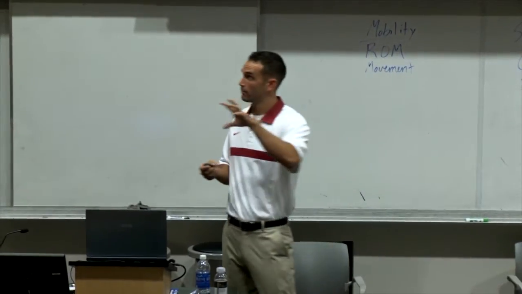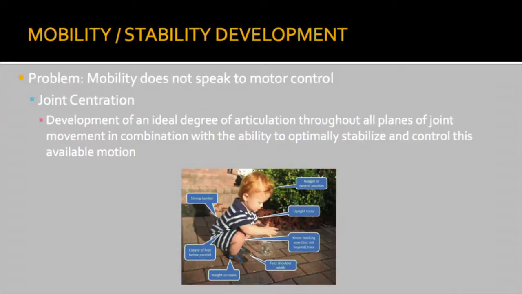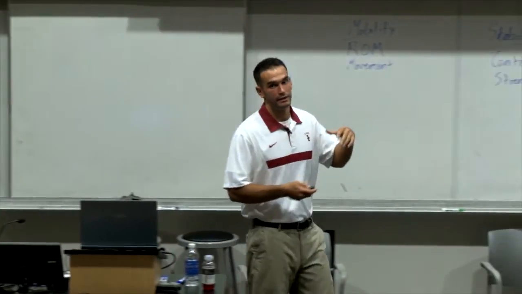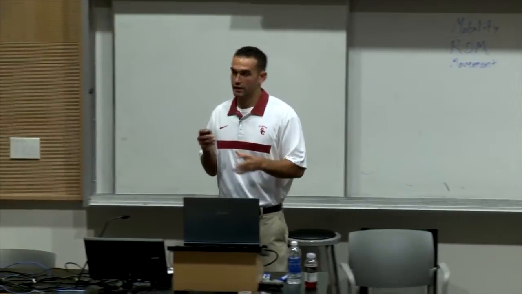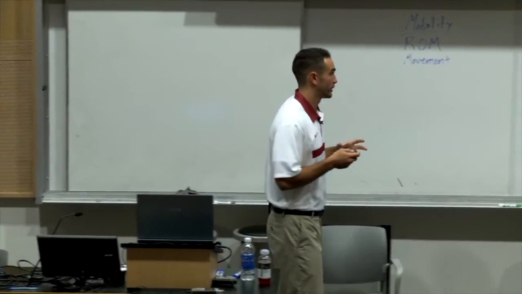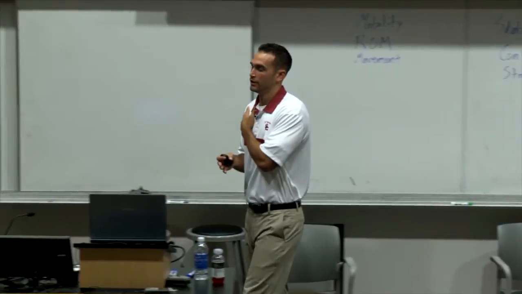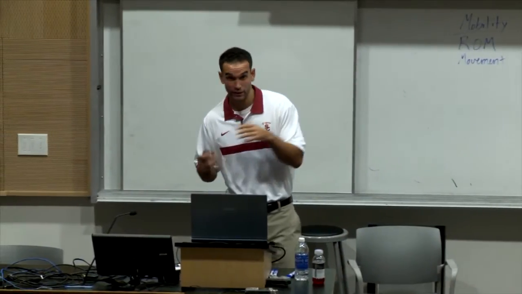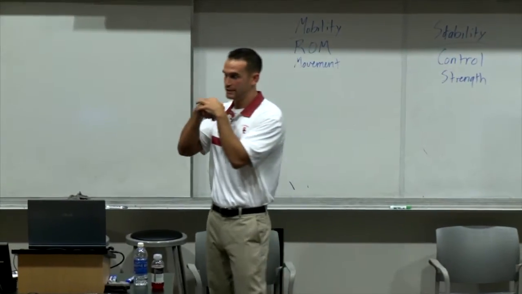When we're thinking about our programs, we should think about the development of an ideal degree of articulation throughout all planes of joint movement, in combination with the ability to optimally stabilize and control this available motion. So it's not just, like I said in the beginning, about mobility, it's not just about stability. They have to work in conjunction with each other. So there's an ideal position for this joint, right? There's an ideal position for my glenohumeral joint. There's an ideal position for my humeral head and my glenoid fossa.